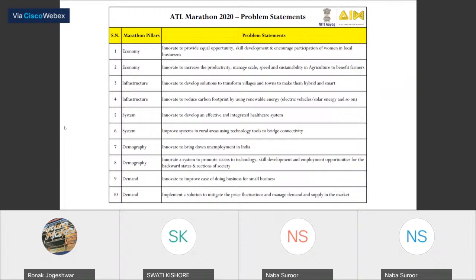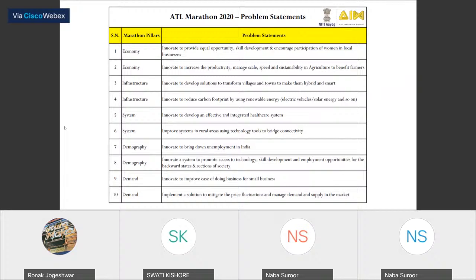and what kind of resources or help they need. And this particular problem statement was also relevant for the second part of demand, which is to mitigate the price fluctuation and manage demand and supply in the market. Okay, if there's a good balance between demand and supply, there will not be any unpleasant or unpredictable price fluctuations.